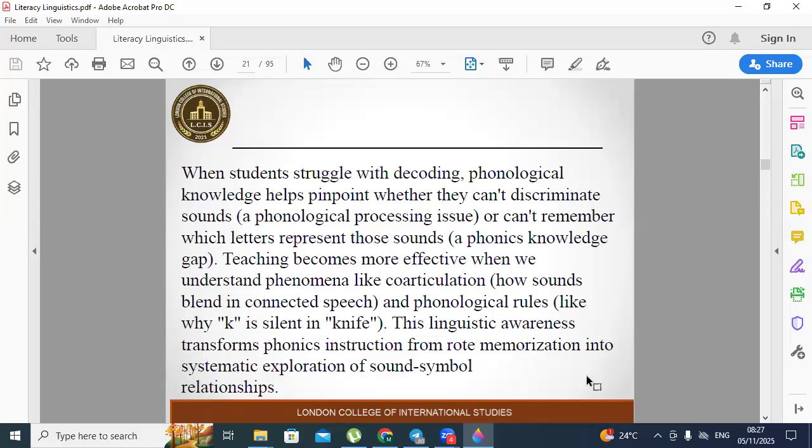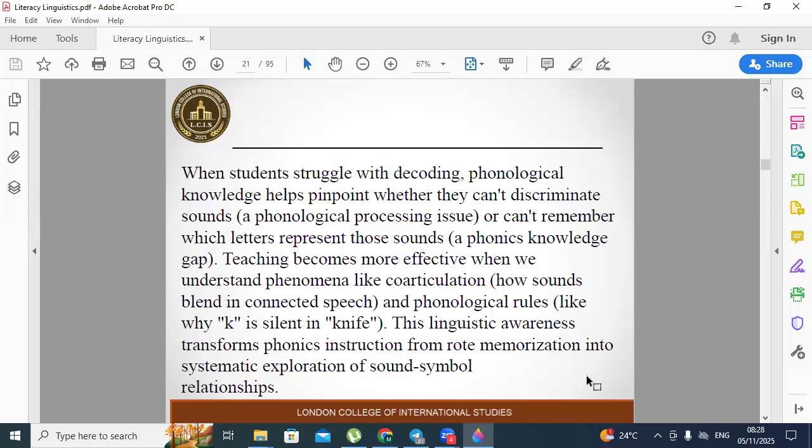By contrast, a student who can reliably discriminate sounds but doesn't know letter sound correspondences has a phonics knowledge gap. They need explicit systematic instruction connecting phonemes to graphemes, the letters that represent them. This linguistic awareness transforms phonics instruction from rote memorization into systematic exploration of sound symbol relationships. Instead of simply drilling letter sounds, we help students understand the patterns in how English represents speech in print.